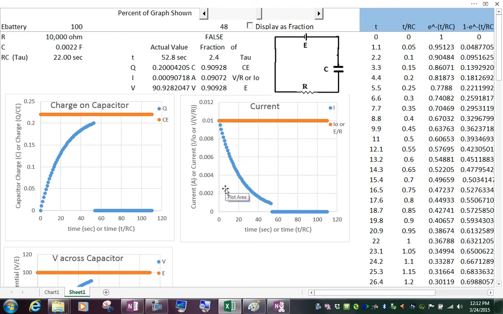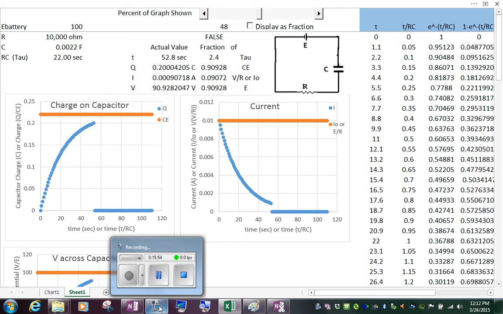But charging and discharging of capacitors are like one of the AP C exam's favorite things to do. So hopefully this is better than me not saying anything at all today. We'll find out.